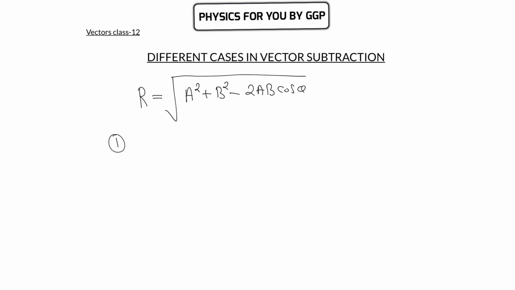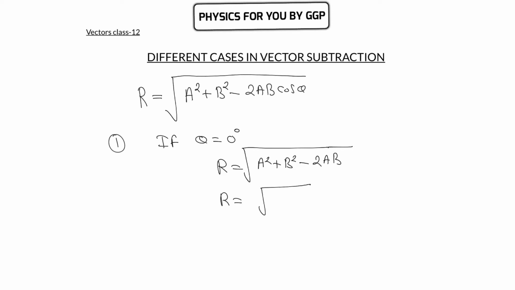So consider the first situation, if the value of theta is equal to 0. So we can write the value of R becomes equal to under root of A square plus B square minus 2AB cos 0. Cos 0 is nothing but 1. So this will be equal to under root of A minus B the whole square. So if you take the root of this, it will be equal to A minus B.